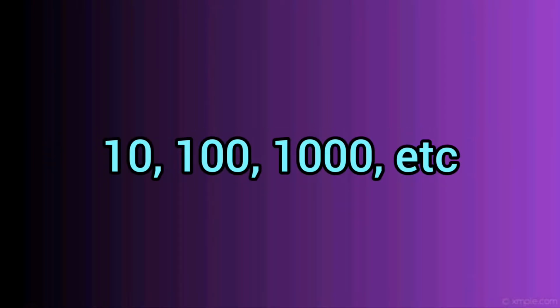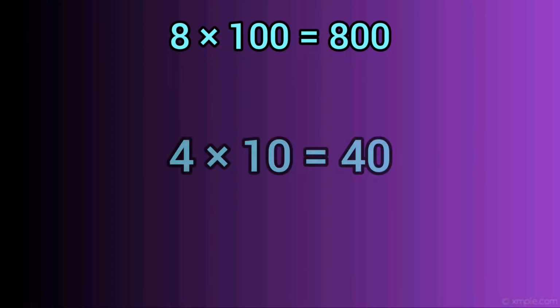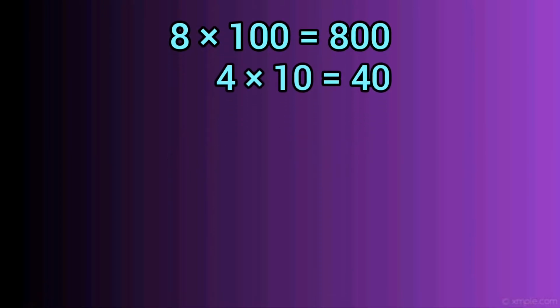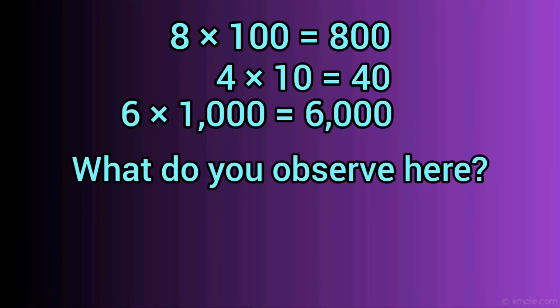Now suppose there are some problems with 10, 100, 1000, etc. 80 into 100 is equal to 800. 4 into 10 is equal to 40. 6 into 1000 is equal to 6000. What do you observe here?